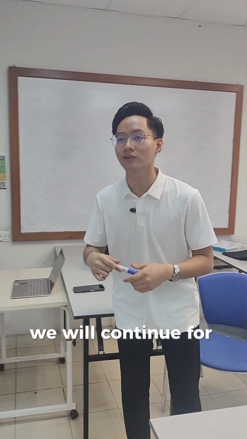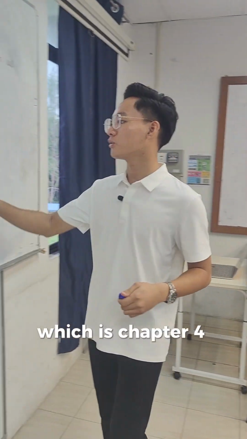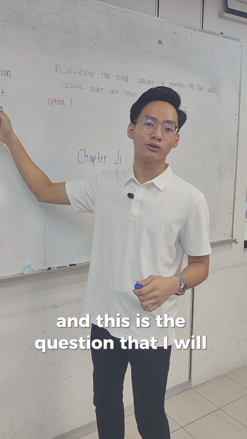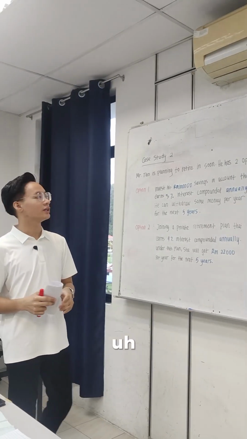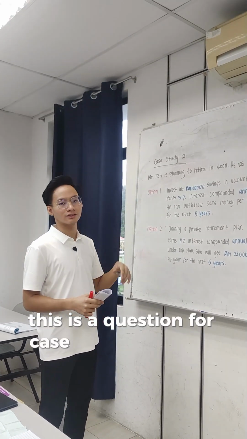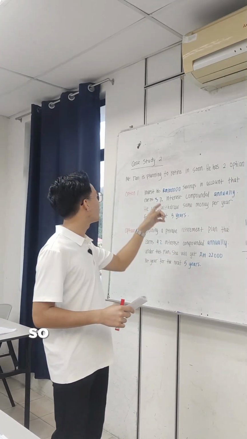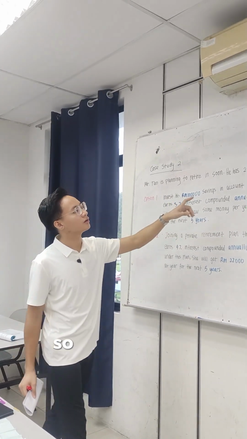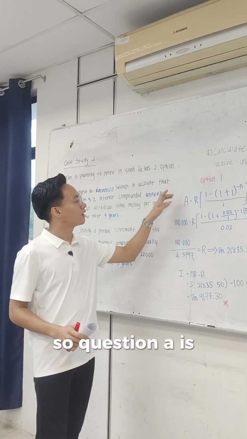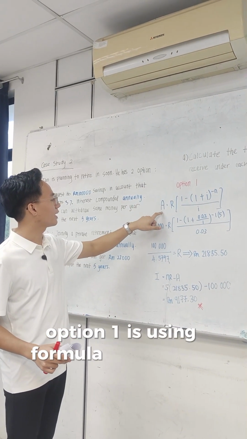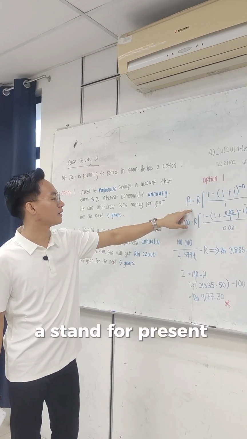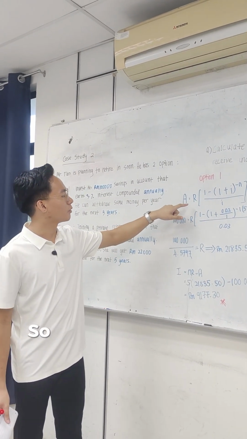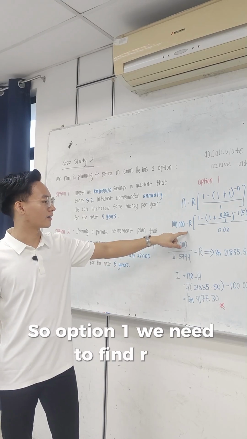So we will continue with case study 2, which is chapter 4, NVT. This is the question that I will do by myself. So this is a question for case study 2 with the answer. For question 1, they got two options. Question A: option 1 is using the formula A equals R. A stands for present value and R stands for periodic payment. So for option 1, we need to find R.